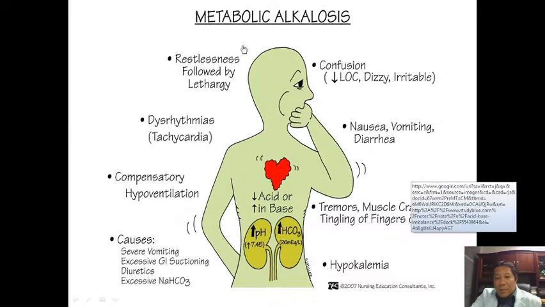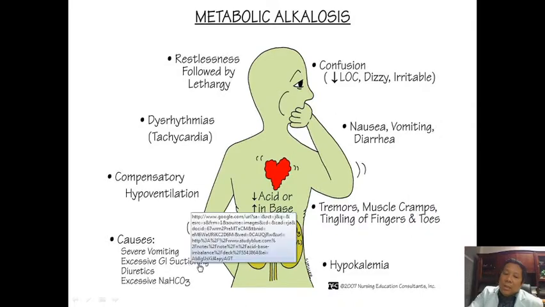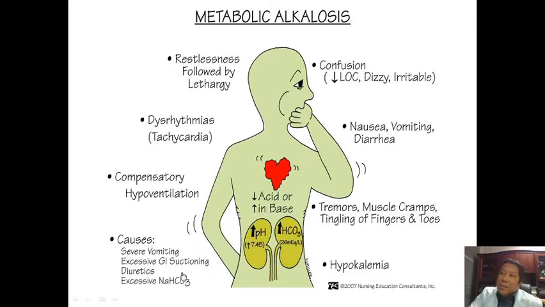Metabolic alkalosis usually is caused by excessive loss of hydrochloric acid from severe vomiting, gastrointestinal suctioning. So if you're suctioning the patient every now and then, you're not just removing gastric contents. Well, you are removing gastric contents, but you're also removing hydrochloric acid and hydrogen. Therefore, it can lead to metabolic alkalosis.